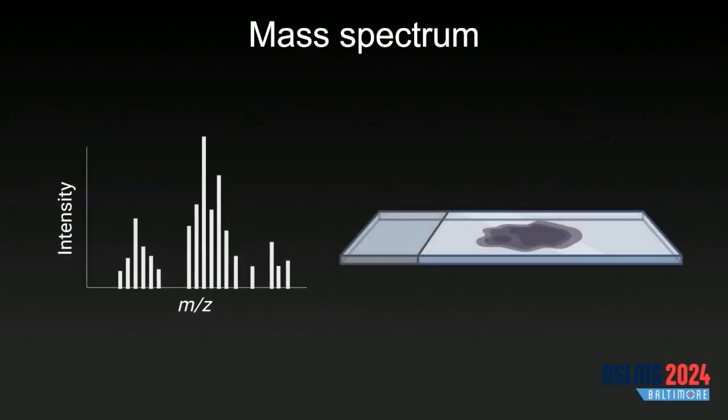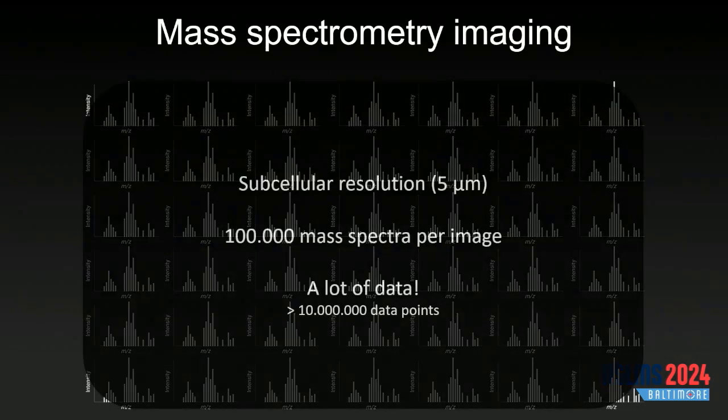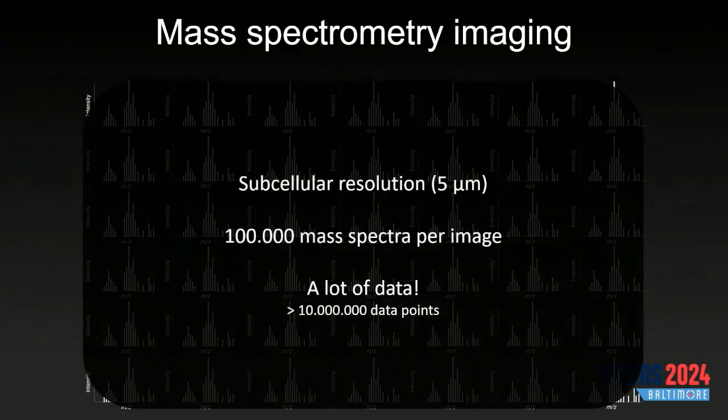If we do this in 2 dimensions on a skin section like this, we can get what is called mass spec imaging. And this is usually done with a very focused laser, so we can get down to 5 microns in resolution. So mass spec imaging is this 2-dimension array of mass spectra, and this is a lot of data because we can have upwards of 100,000 pixels per mass spec image.